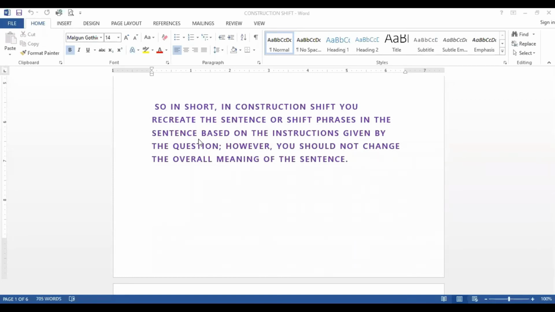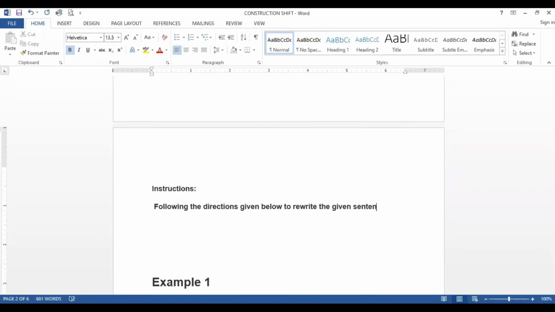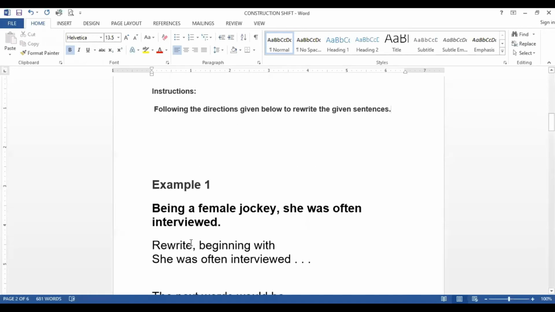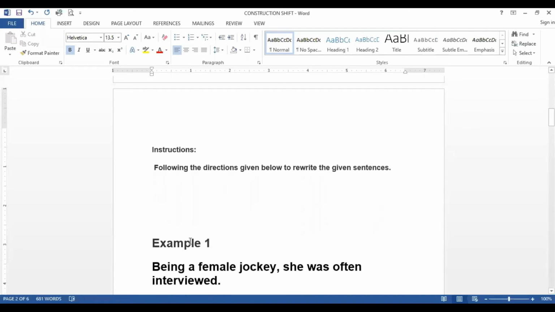So I'll explain this better with an example. So you have here, just forget this part. So you're rewriting the sentences using the instruction given. Now we look at an example. We have here, being a female jockey, she was often interviewed. This is our original sentence.